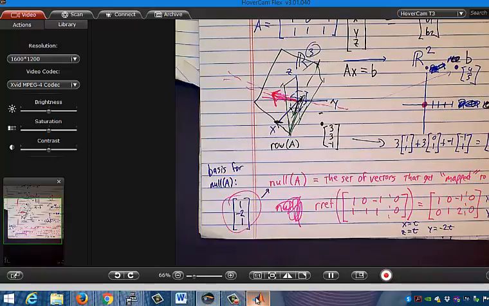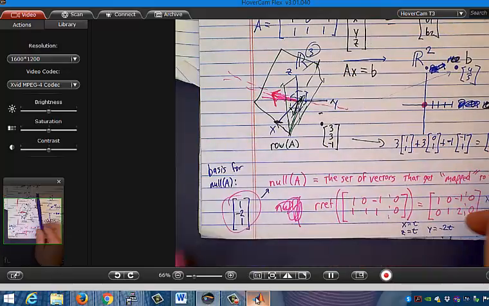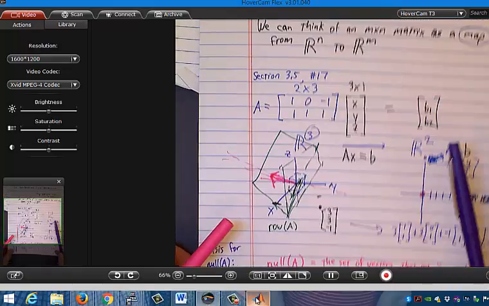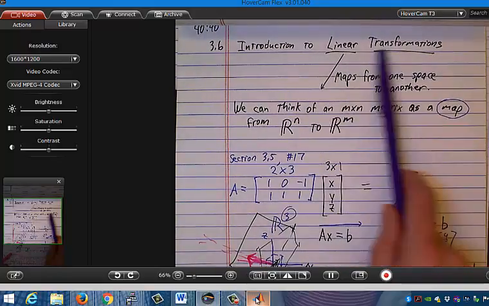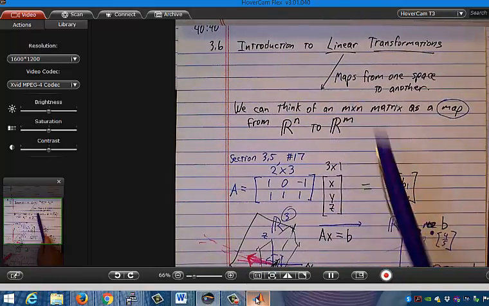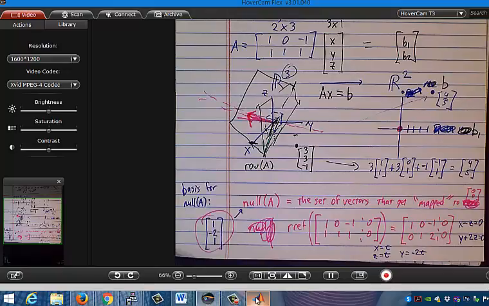Because anything in the null space has to get mapped to 0. So one of the points of section 6 is that we can think of matrices as being maps from one space to another. And all these things we studied, these subspaces, show up. Okay?